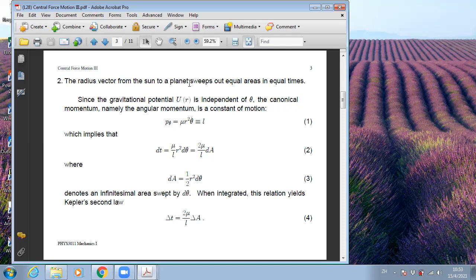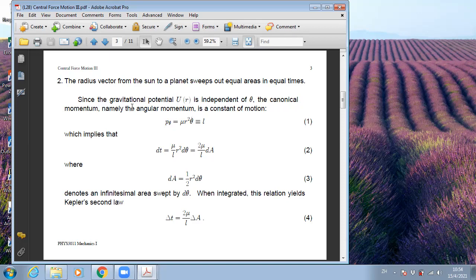You can realize that the radius vector from the sun to the planet sweeps out equal area in equal times. Wow, I mean, it's difficult to realize this by looking at the huge set of data. You have to be very patient, very persistent.